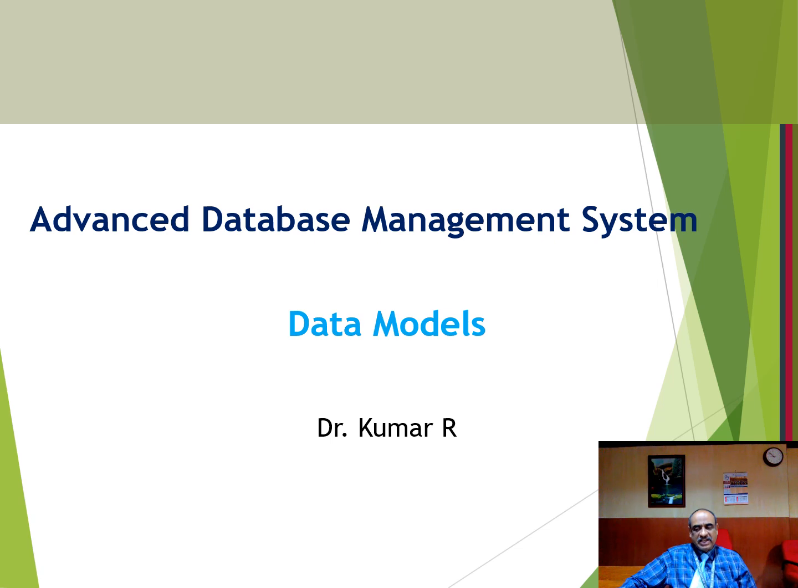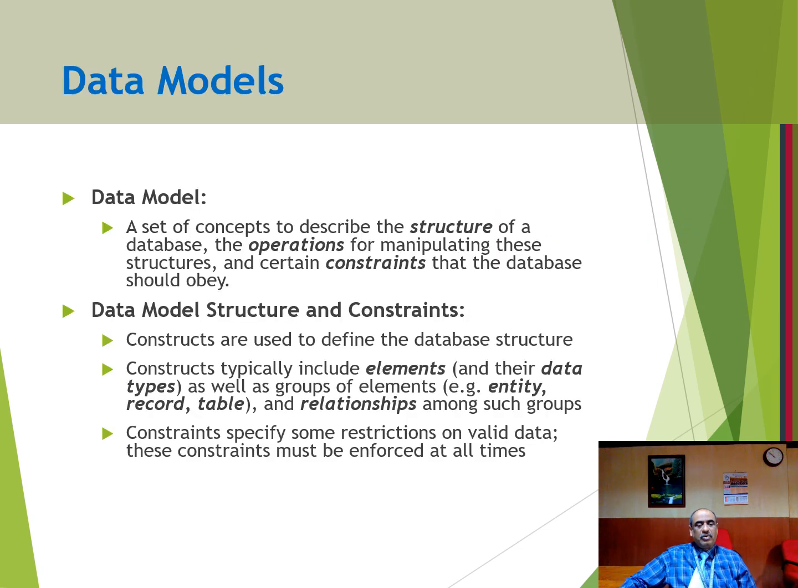First we are going to see what a data model is, some information related to the data model, as well as the different categories of the data model. What is a data model? A data model is a set of concepts to describe the structure of a database and the operations for manipulating these structures, and certain constraints that the database should obey.